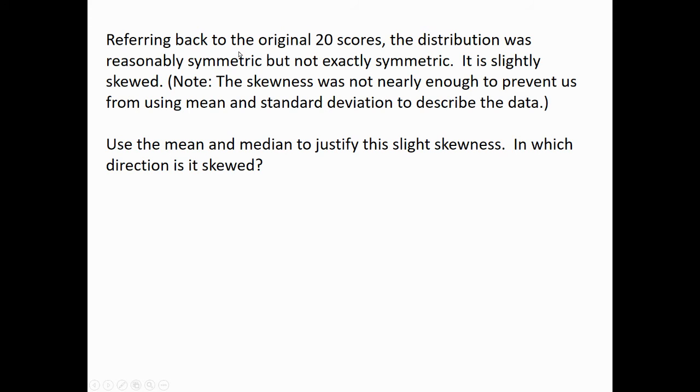Okay, referring back to the original 20 scores, the distribution was reasonably symmetric, but not exactly symmetric. It is slightly skewed. Note, though, this skewness was not nearly enough to prevent us from using mean and standard deviation to describe the data. Use the mean and median to justify this slight skewness. In which direction is it skewed?